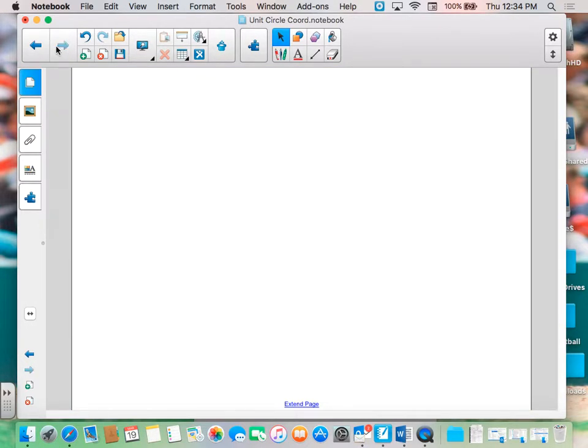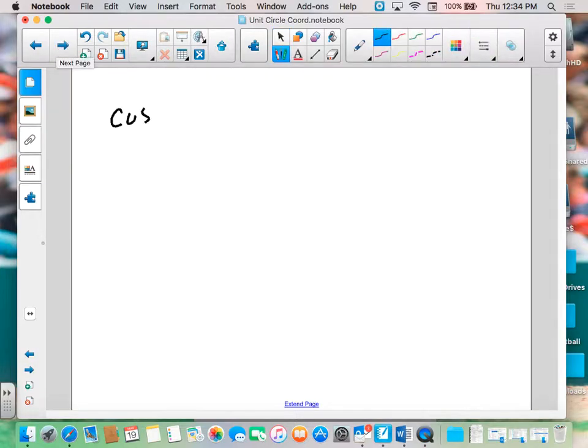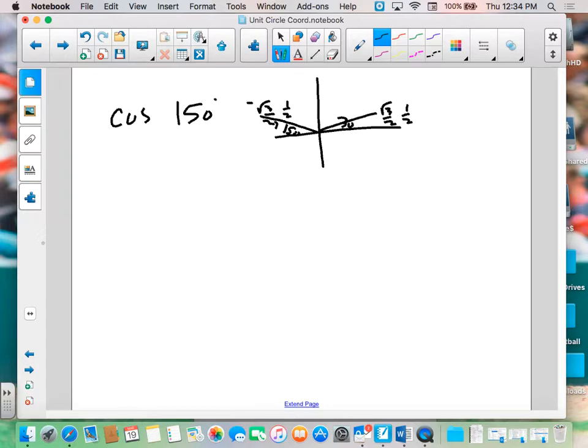I'm going to give you one more thing to leave you with. So let's say I asked you for cosine of 150 degrees. Draw your unit circle. 30 degrees is here. 30 degrees is root 3 over 2, 1/2. Well, 150 degrees is over here. It's the same numbers. Root 3 over 2, 1/2. But the x value is negative, because I went left and up.